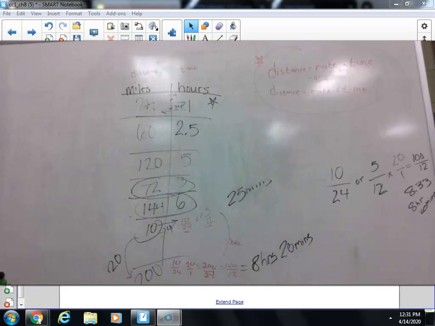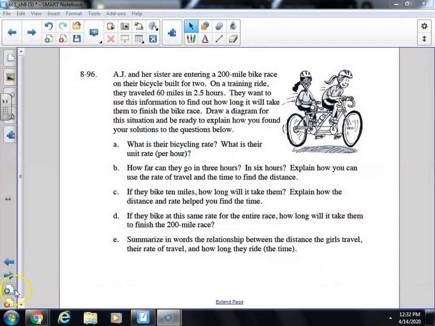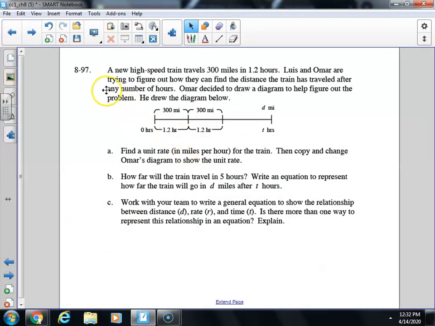So going on now to question 97. It says a new high-speed train travels 300 miles in 1 2/10 hours. Lewis and Omar are trying to figure out how they can find the distance the train has traveled after any number of hours. So again, we don't want one specific number of time, so that usually indicates we're going to use a variable. Omar decided to draw a diagram to help figure out the problem. He drew the diagram below. So go ahead and take a minute, draw this diagram on your paper, and then do letter A.